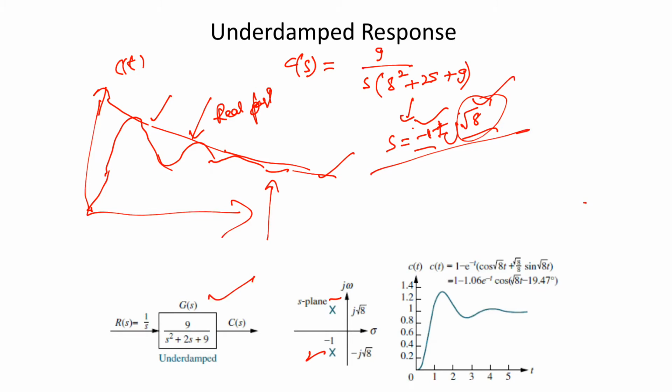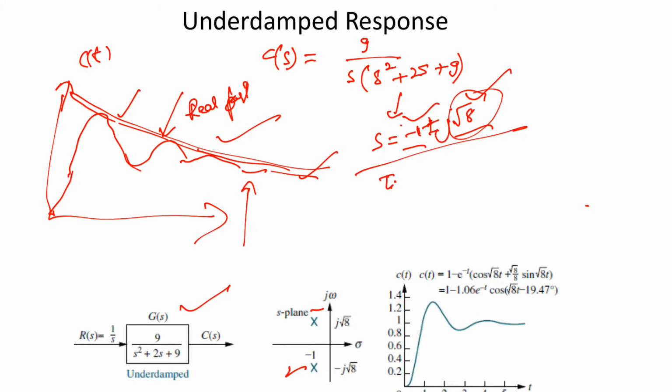As we have already seen, the time constant of this exponential decay is equal to the reciprocal of the real part of the system pole. That is, we can say that the time constant of the exponential decay is the reciprocal of the real part of the system pole.